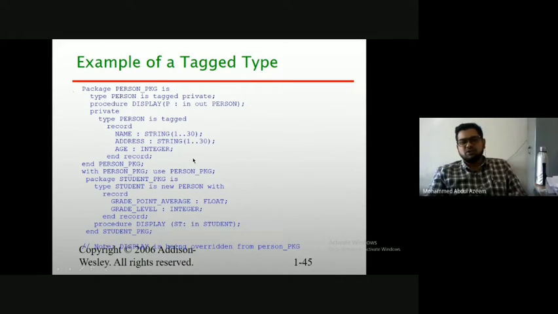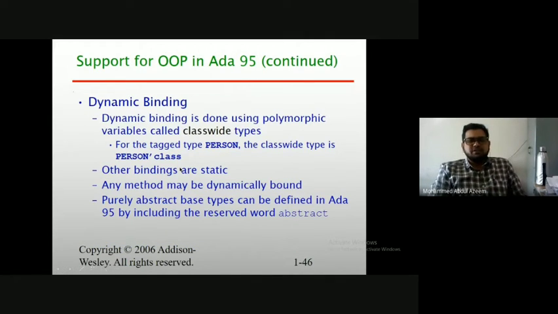So that's how the same kind of scenario is repeated here from the concept point of view, right? And it supports dynamic binding as well. Dynamic binding is done using polymorphic variables called class wide type here. For the tag type person, the class wide type is person's class, right?